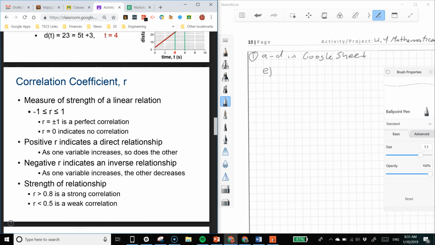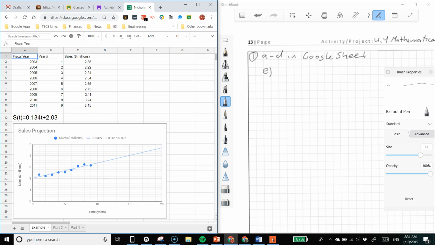So if our R is greater than 0.8, it's going to be a strong correlation. If it's less than 0.5, it's a weak correlation. And if it's somewhere in between, it's a moderate correlation. So in order to find the R value, I'm going to take the R² value, and then I need to take the square root of both sides. So that gave me R equals 0.946.